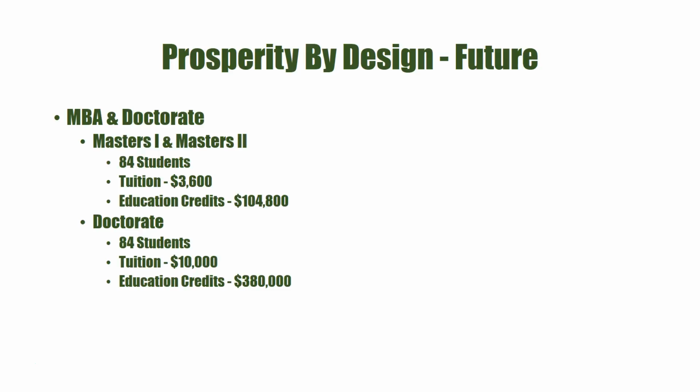$104,800 is the potential earnings from the Master's 1 and the Master's 2 class. A little larger classroom. There'll be 84 students, so it'll be 4 seats in the row right behind you, 16 seats in row number 2, and 64 seats in row number 3 of the Master's 1, Master's 2, and the doctorate program. The doctorate will be by invitation only. Again, it'll be 84 students, but that one has potential to pay out $380,000. So you can see there's already plans for some future growth in Prosperity by Design as we begin to grow this business and expand it out across the globe.